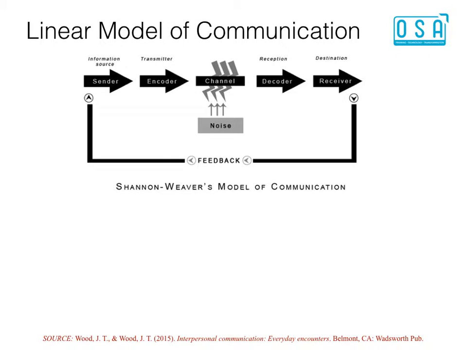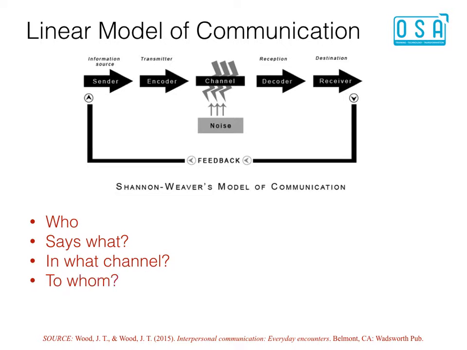The first model of interpersonal communication depicted communication as a linear or a one-way process in which one person acts on another person. This was a verbal model that consisted of five questions describing a sequence of acts that make up communication. It asked the questions who, says what, in what channel, to whom, and with what effect.